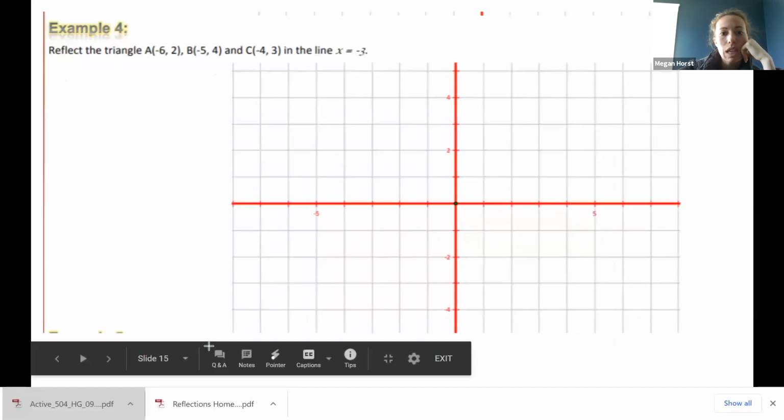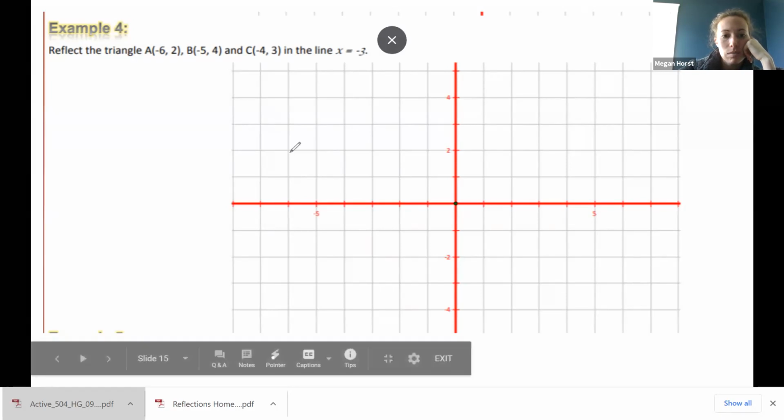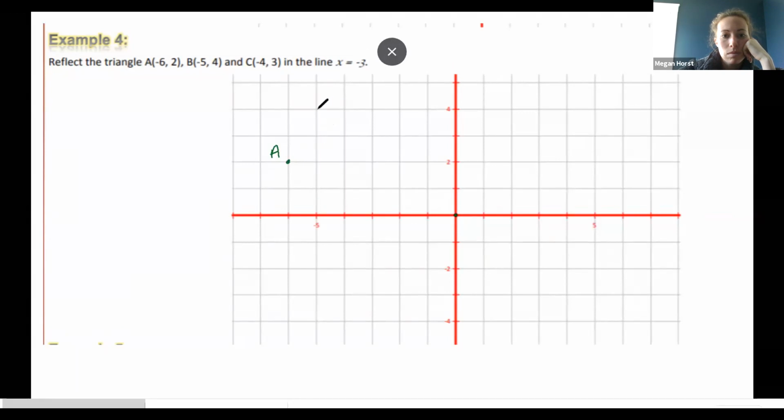All right, now we're going to reflect over the line x equals -3. So let's go ahead and first draw triangle ABC. Then we're going to draw the line x equals -3. So I'm going to where x is -3 and then doing a vertical line.